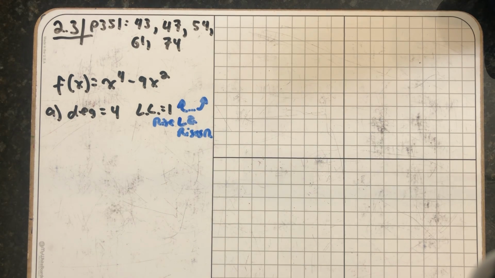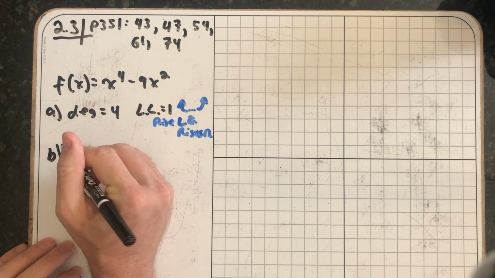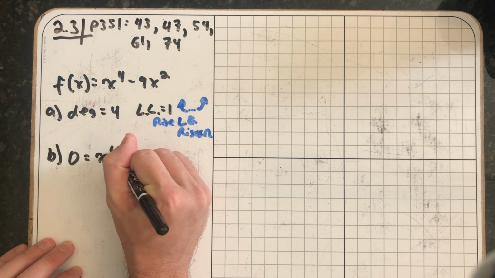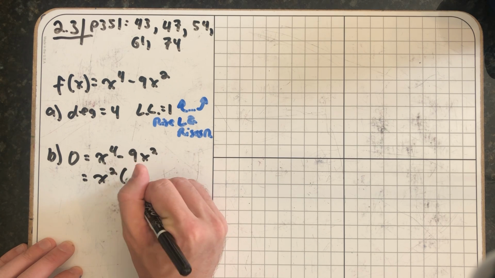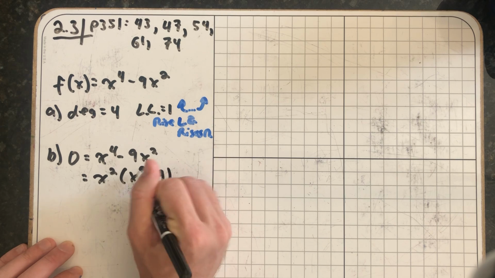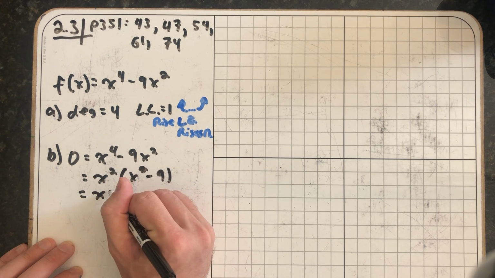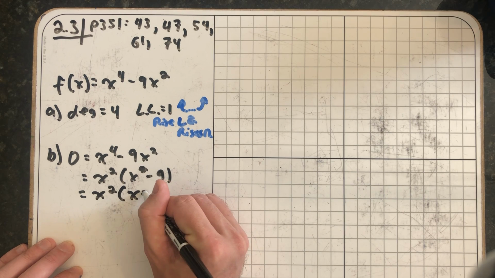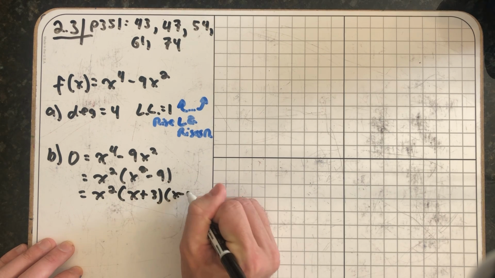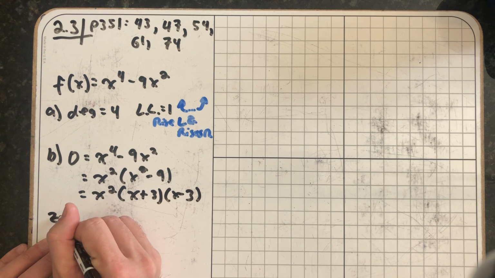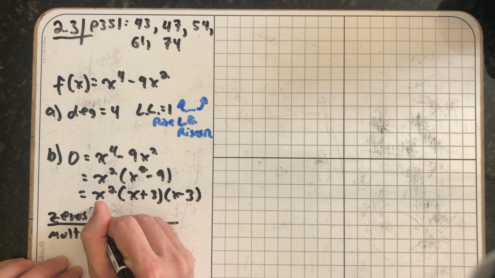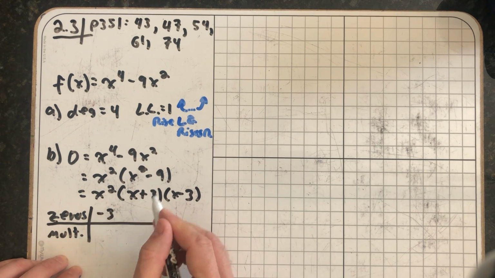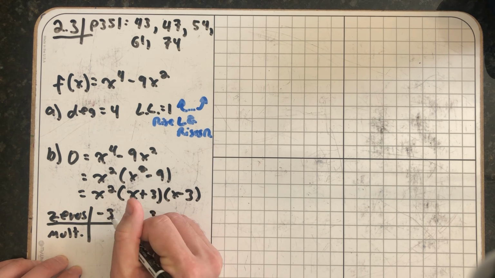In part B, I'm asked to find the zeros of the polynomial function. Well, looking at this polynomial, I think factoring out x squared will be a good idea. And then this part that's left over I can factor as the difference of two squares, giving me 3 zeros. I'm going to go on and write down their multiplicities. Alright, so let's see. Minus 3, 0, and 3 are my zeros.